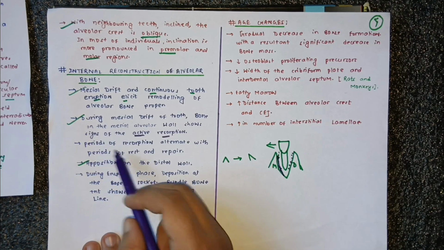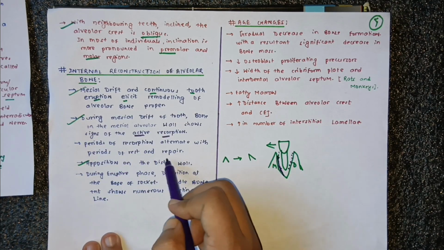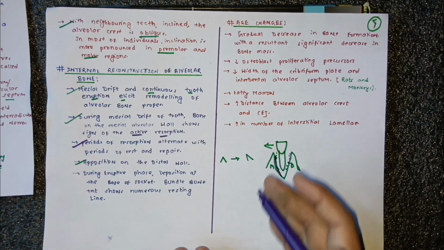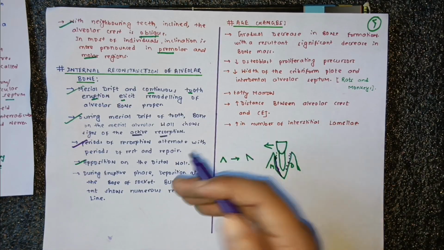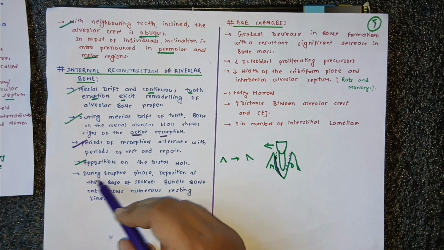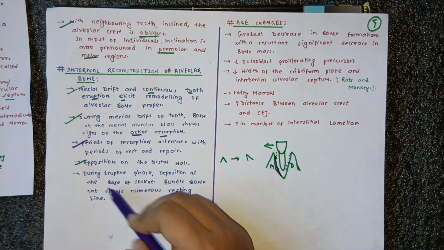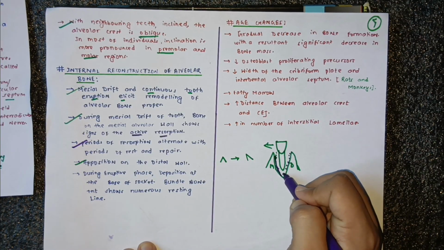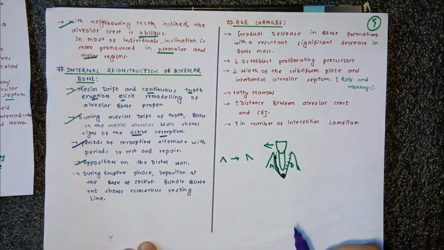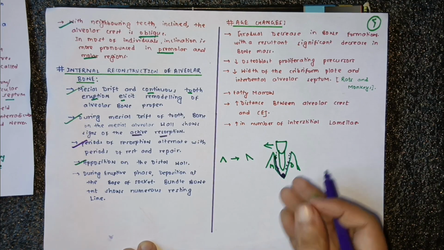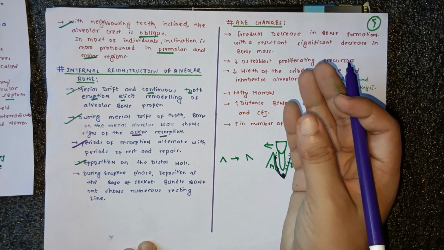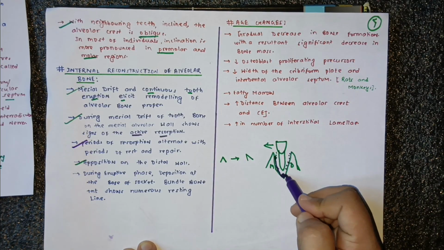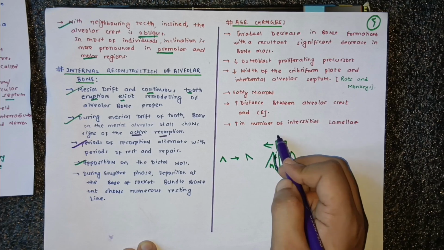So this space should be filled, so there is deposition here. After that, periods of resorption alternate with periods of rest and repair. And after that, during the eruptive phase, there is deposition at the base of the socket. Similarly, if the tooth is going to erupt, at the base of the socket there should be deposition so that it would be erupting.